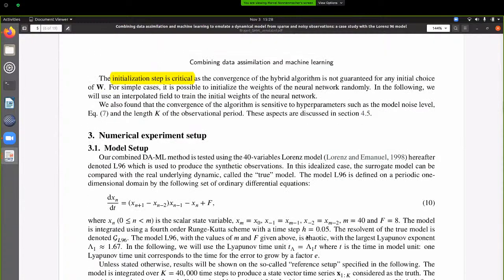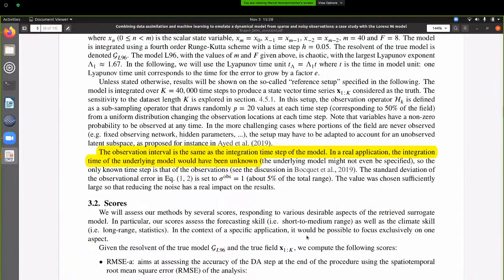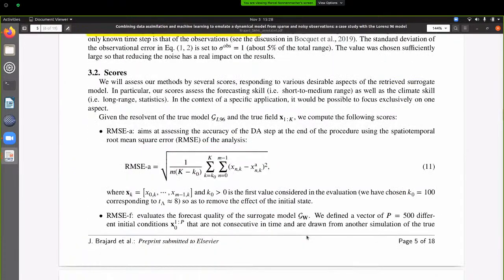And then they're going to evaluate a bunch of things. The first is the accuracy of the analysis. So you have a model, and given that model, you estimate the states with EnKF.